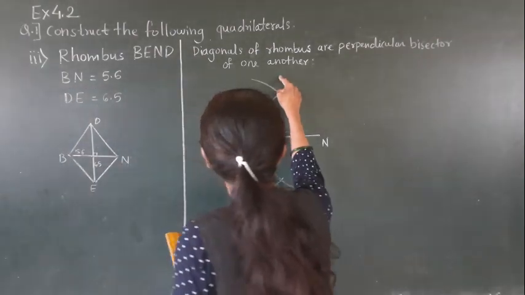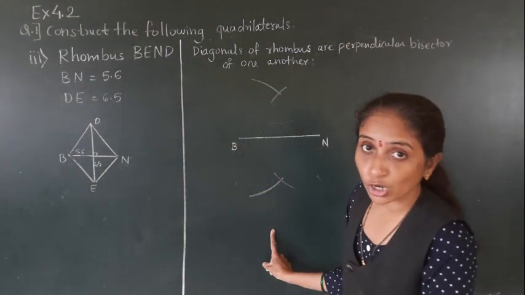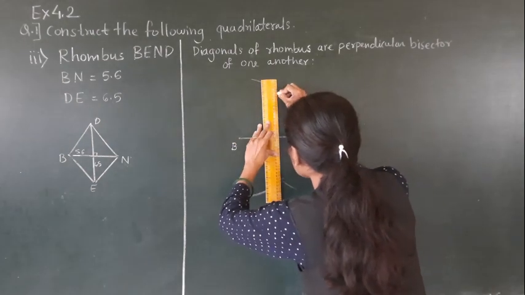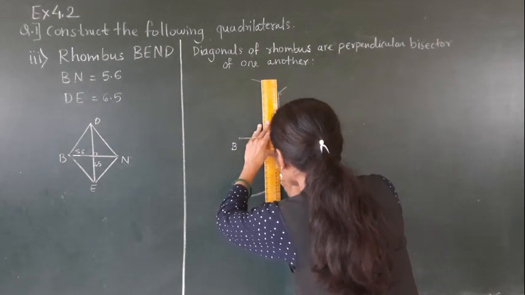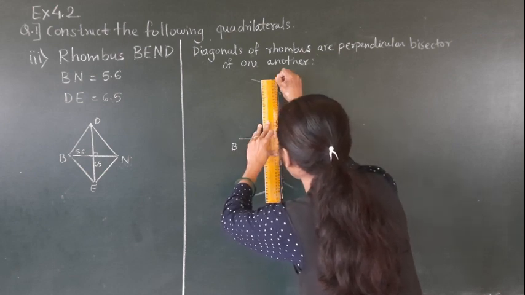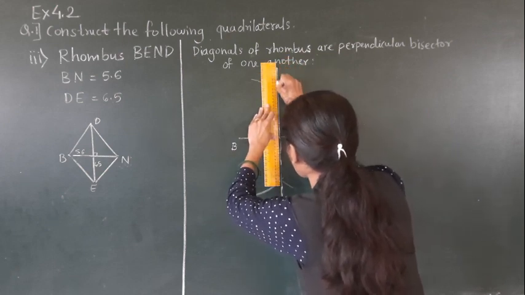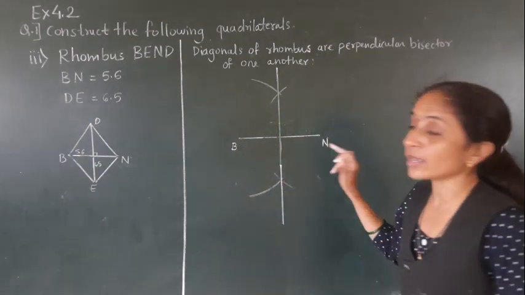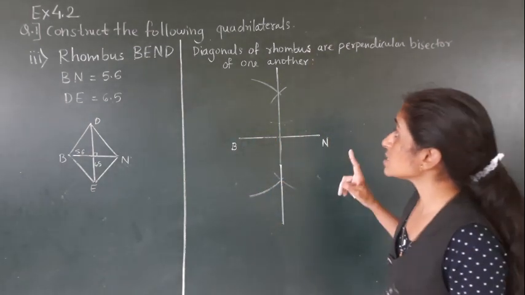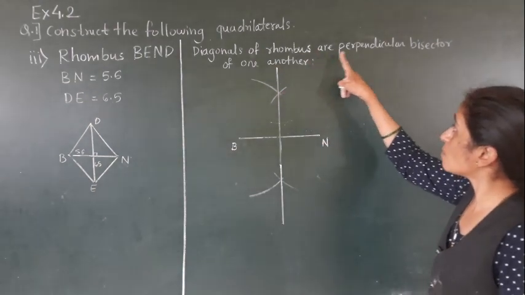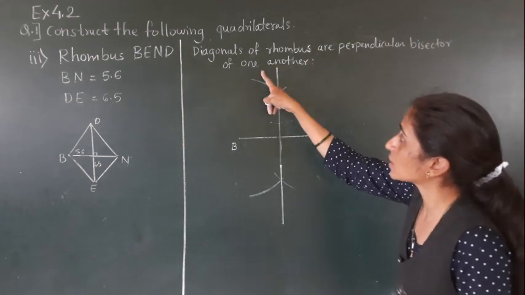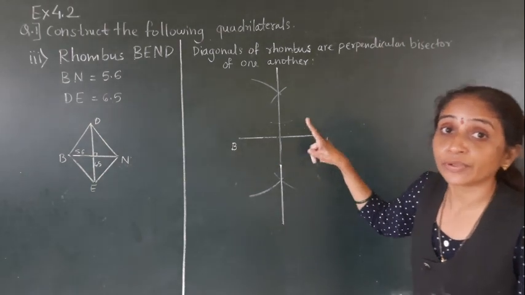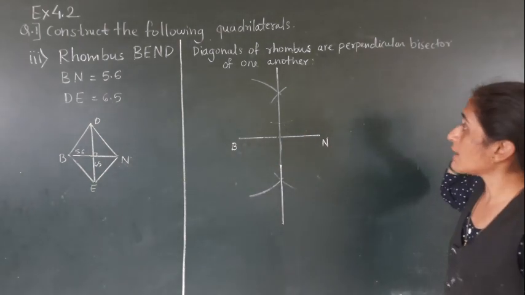Okay, so now what did we get? We got the perpendicular bisector for this line. So this is the perpendicular bisector. What is the second step we have to do? We have to draw the perpendicular bisector for this diagonal, because what is the statement? Diagonals of a rhombus are perpendicular bisectors of one another.